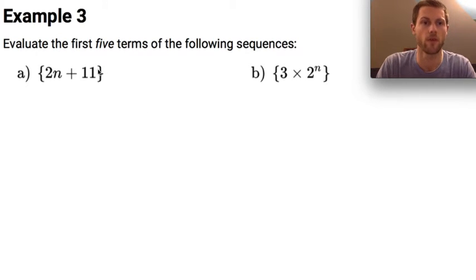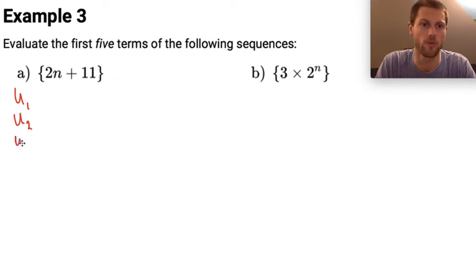In this example, we want to evaluate the first 5 terms of the following sequences. So here, this sequence is defined by 2 times n plus 11. So basically what we need to do is find what u sub 1, u sub 2, u sub 3, u sub 4, and so on is. So we're going to just plug in the counting numbers, the natural numbers.